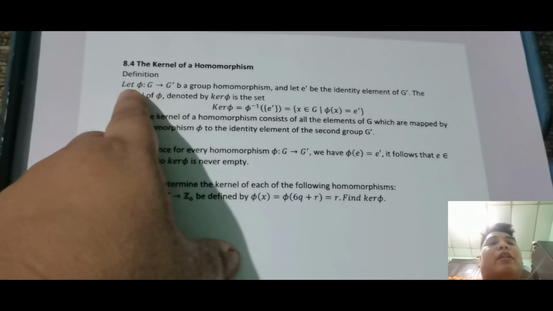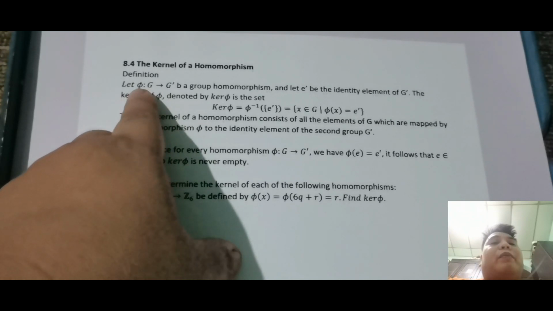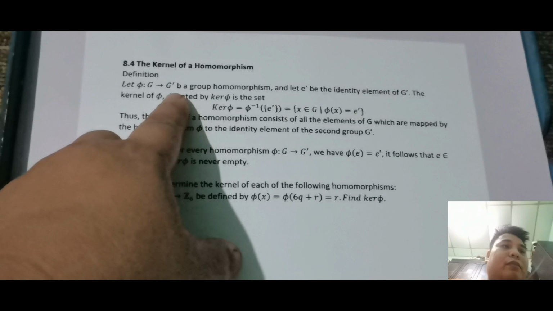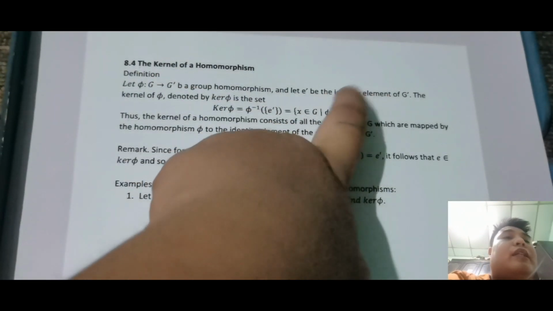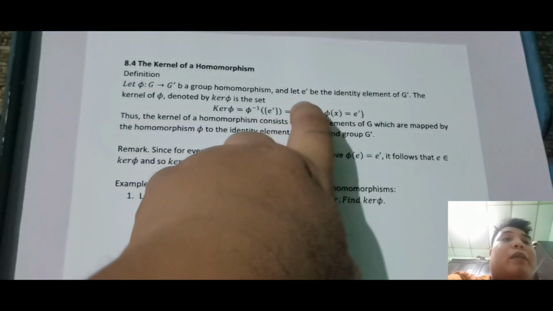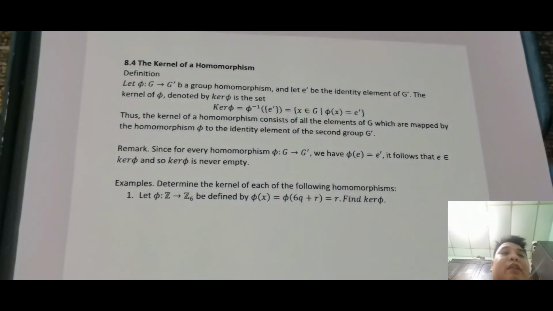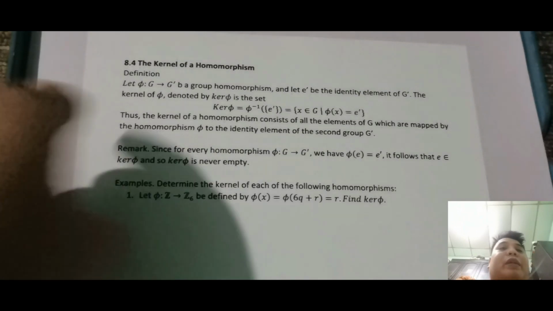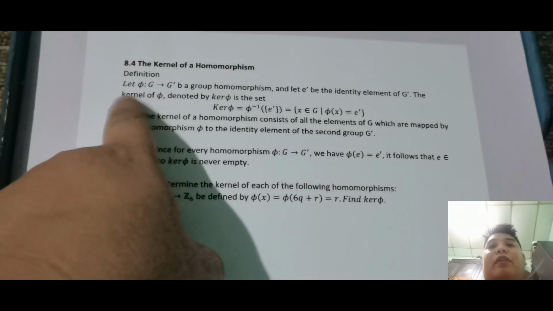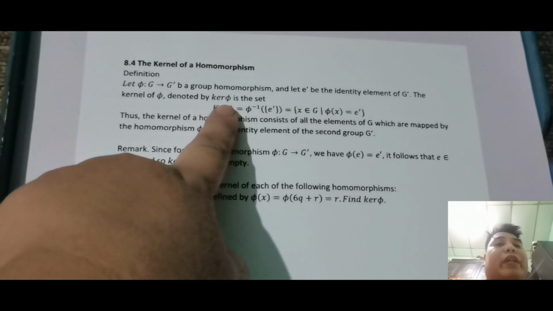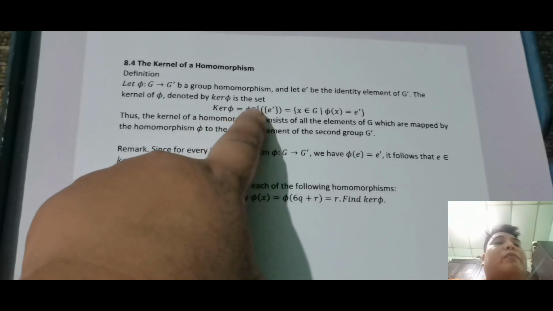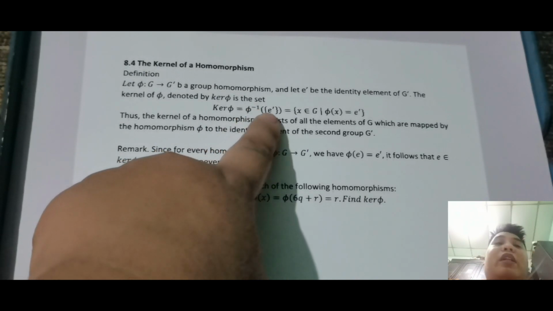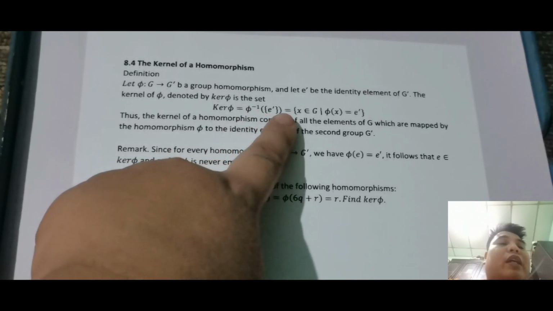So let P be a mapping from G going to G prime, be a group homomorphism, and let E prime be the identity element of G prime. Then the kernel of P, denoted by ker P, is the set ker P equal to P inverse of the set containing E prime, which is equal to the set of X elements of G such that P of X is equal to E prime.